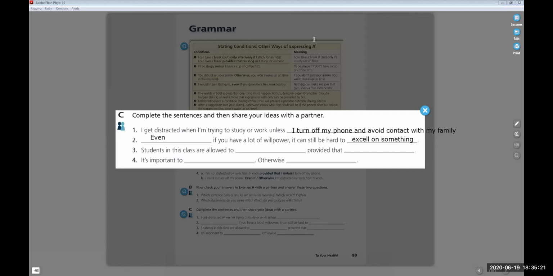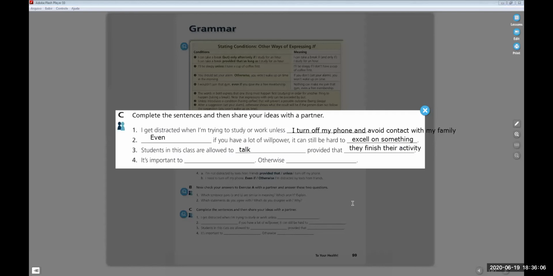Students in this class are allowed to talk, provided that they finish their activity. Yes, activity. All right. They finish, they finish is better. Finish. Activity. Very good. They are allowed to talk, provided that they finish their activity.